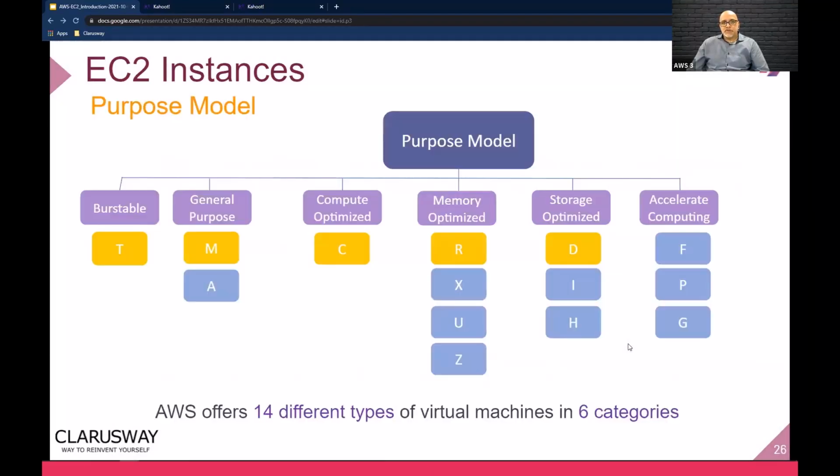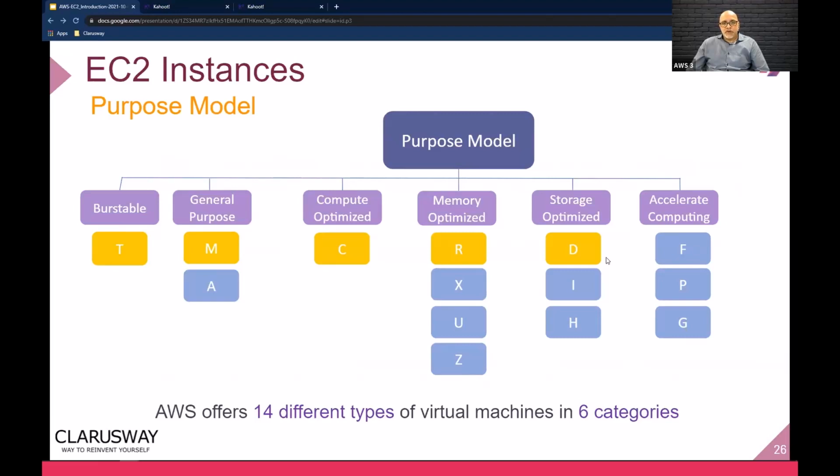Okay, this is really probably where we should have spent most of the time. Purpose model. These are the types of categories and instances there are. Burstable, and I don't know if AWS splits it out this way, but I have, because I want you to remember it this way: burstable, general purpose, compute optimized, memory optimized, storage optimized, and accelerated computing. The ones in yellow, I don't need you to memorize those completely, but I want you to remember them.